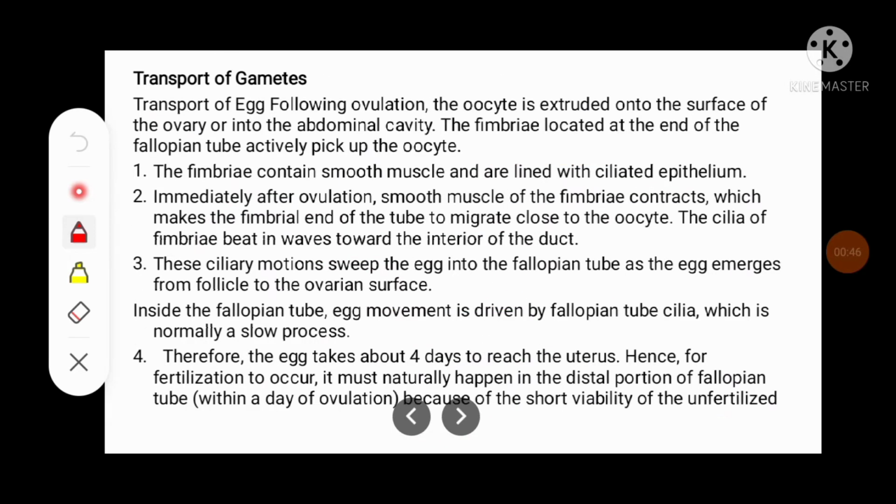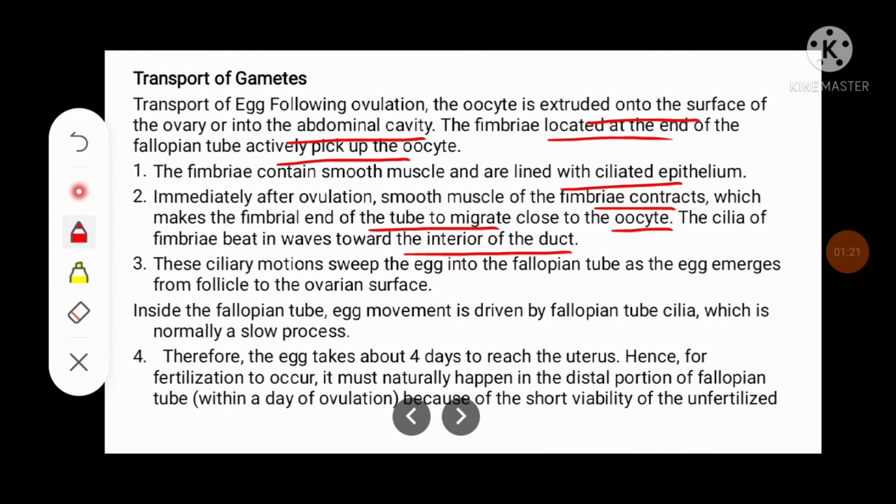The transport of egg following ovulation: the oocyte is extruded onto the surface of ovary into the abdominal cavity. The fimbriae located at the end of the fallopian tube actively pick up the oocyte. The fimbriae contain smooth muscle and are lined with ciliated epithelium. Immediately after ovulation, smooth muscle of the fimbriae contracts, which makes the fimbrial end of the tube migrate close to the oocyte. The cilia of fimbriae beat in waves towards the interior of the duct.